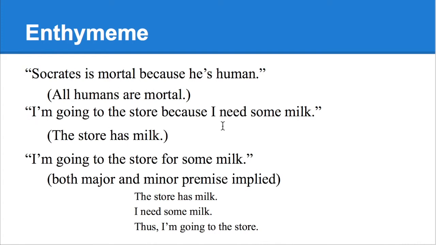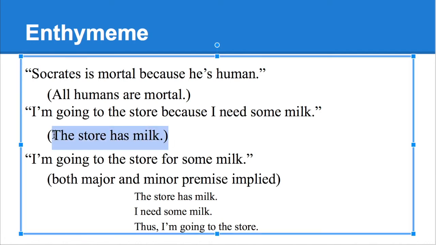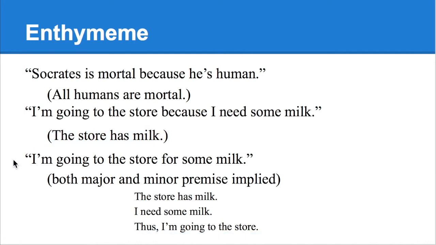Let's see what another one does. I'm going to the store because I need some milk. Okay. And I've written here the missing premise, the premise that was left out. The store has milk. All right. Or if you want to be formal about it, all stores have milk, right? Those 2 things go together. So notice that I left this out. Of course, the person listening to me knows the store has milk because that's where milk is. That's where you buy it, right? But I didn't spell that out. I just left that to the reader to figure out.